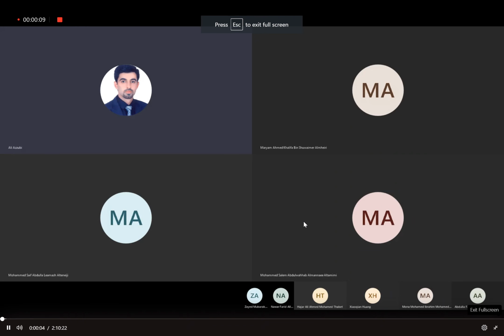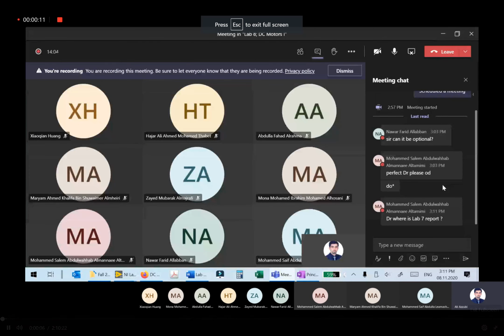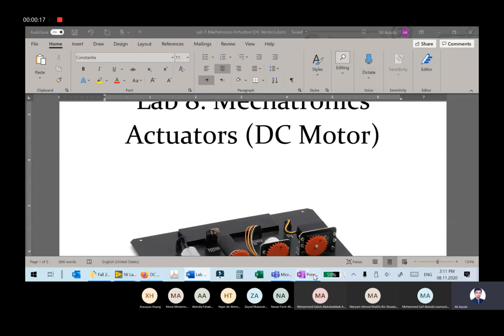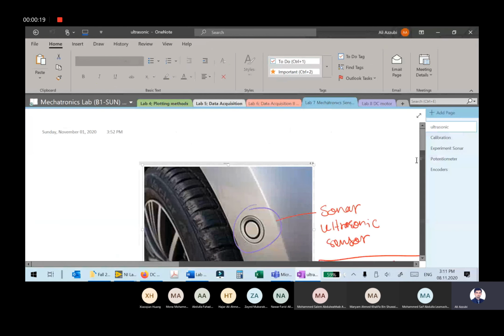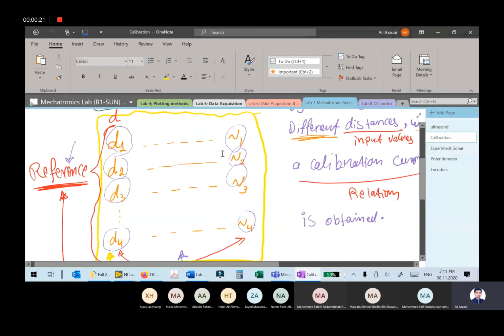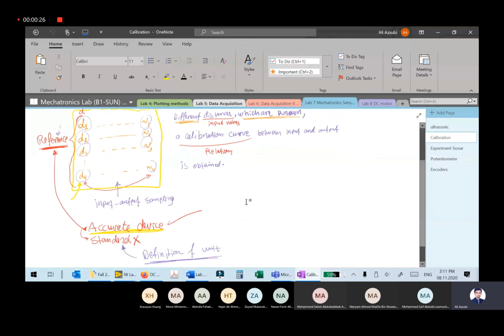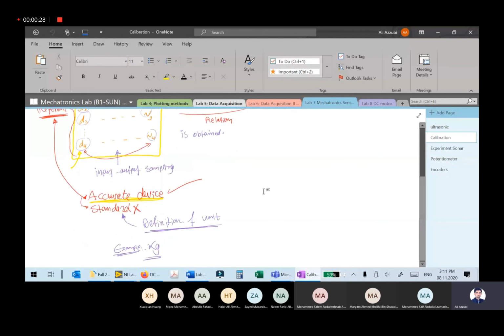Right. So last lab, I gave you basically only the sonar. You have seen the principle of calibration. This was the main goal of this sonar, which is to understand this calibration graph, calibration table, sensitivity, resolution, etc. I wanted to add the potentiometer and the encoder.